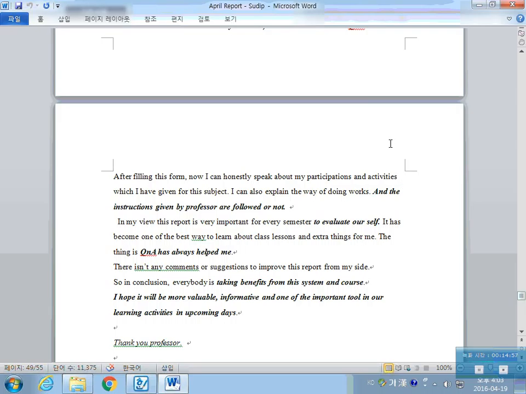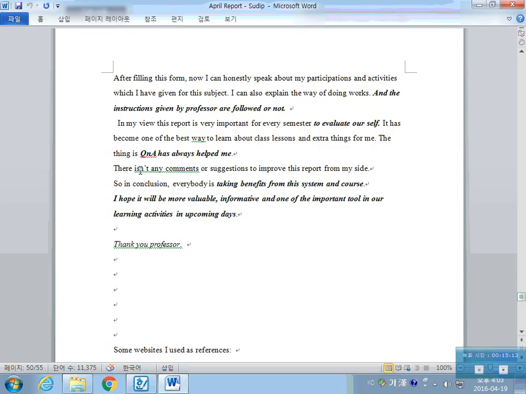And the instructions that the professor is giving so many every day, in every class, whether we are following them or not, we can find out from the Q&A. And the thing is, Q&A has always helped me. Asking questions, friends replied to me, and the professor also gave me a lot of references. So there isn't any comment or suggestion to improve this report from my side.